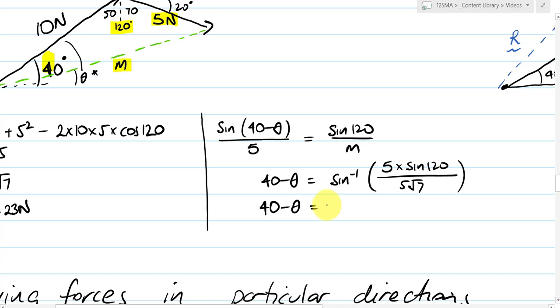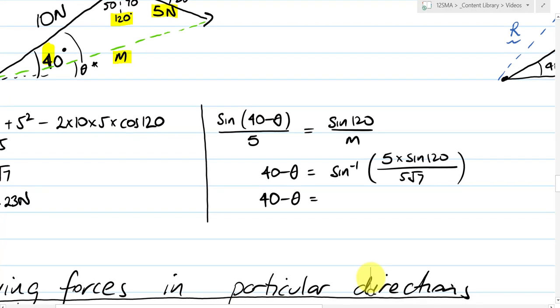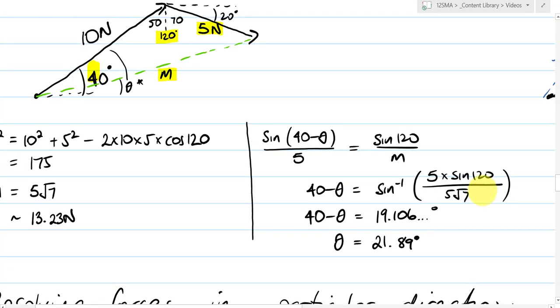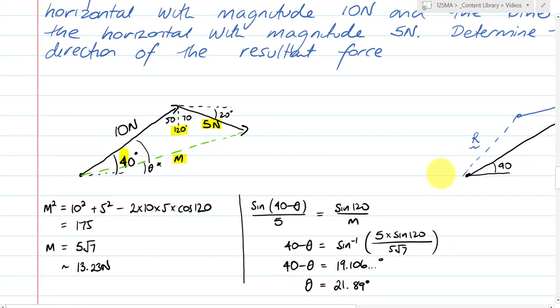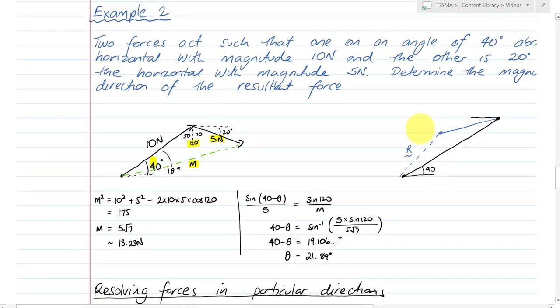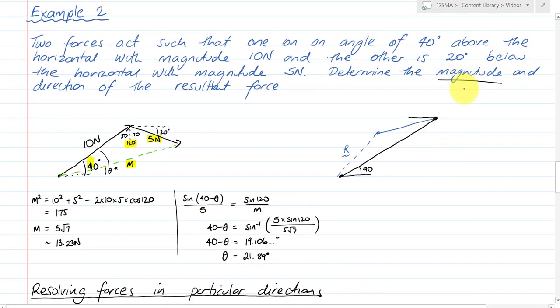And of course, that means that 40 minus theta is equal to 19.106 degrees, and theta is equal to approximately 21.89 degrees above the horizontal. So it asked me to determine the magnitude and the direction of the resultant force, and it's got a magnitude of 13.23 newtons in a direction of 21.89 degrees above the horizontal.